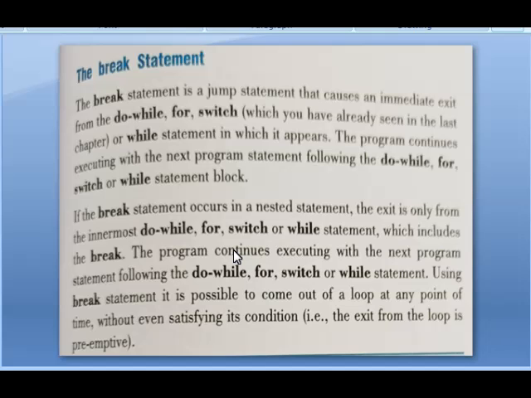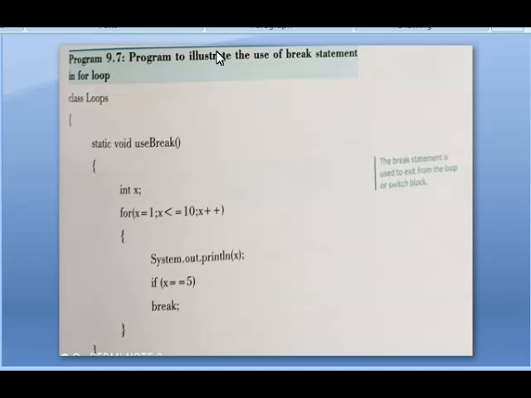Now we are going to see one program to illustrate the use of the break statement in a for loop. Here we are using the for loop. The initial value is 1. The loop will repeat the same process 10 times. System.out.println of x prints the value of x as 1. So if x equal to 5? 1 equal to 5, no, the condition is false, so it will not go to the break statement. It will increment the value of x by 1.